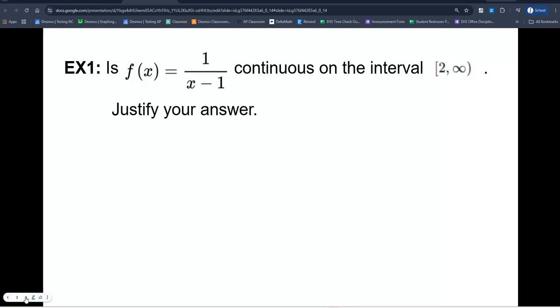Here, you may have a question that looks like this. Is f of x equals 1 over x minus 1 continuous on the interval from 2 to infinity? Justify your answer. So, what type of function is this? That list we just looked at. This is rational, right? So we are looking at a rational function.